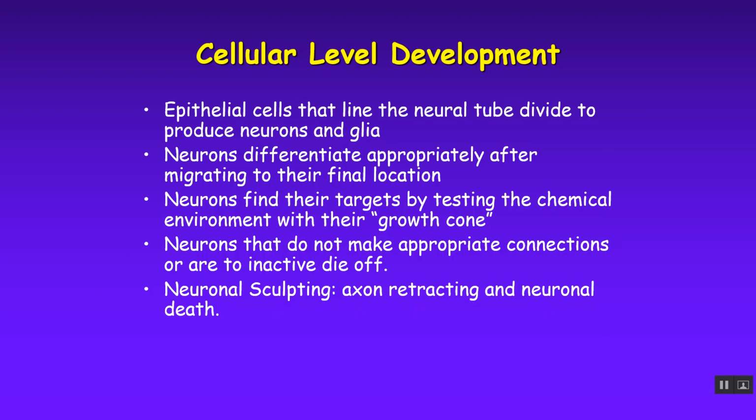From a standpoint of the cellular level development of the nervous system, you have these epithelial cells that line the neural tube and divide to produce the neurons and the glial cells. The neurons differentiate appropriately after migrating to their final location. The neurons find their target by testing the chemicals with this thing called a growth cone. Then neurons that don't make appropriate connections die off.